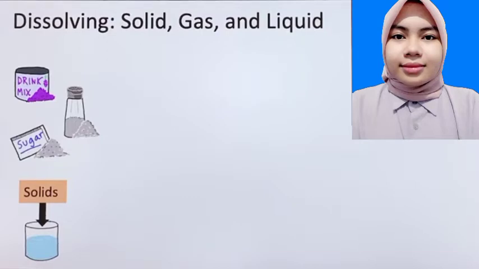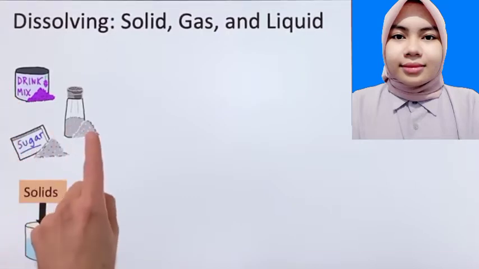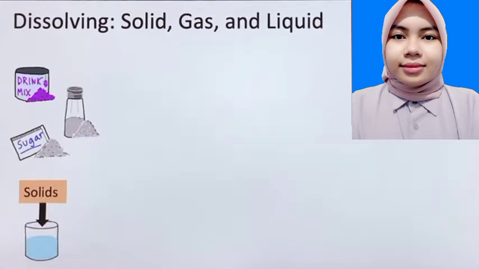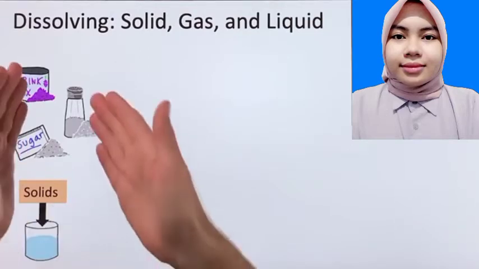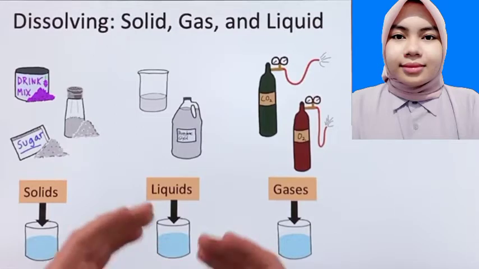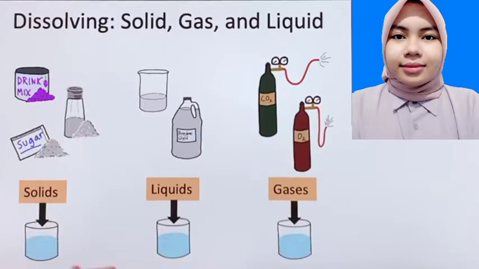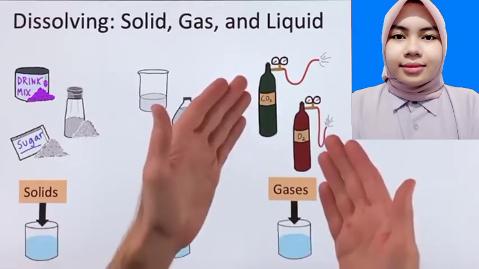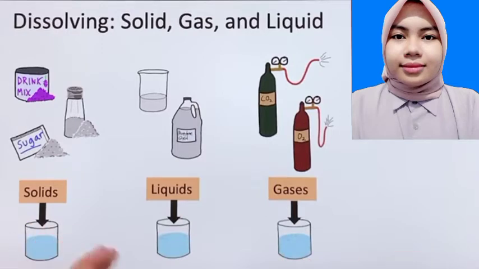Anyway, let's talk a little bit more about solutes. So here we have the solutes that we've talked about so far. We've got drink mix, salt, and sugar, and we saw them just dissolve in a liquid, water, to make a solution. Now, these are all solids, but solutes don't have to be solid. We can also make a solution by dissolving a liquid in another liquid, and we can make a solution by dissolving a gas in a liquid.